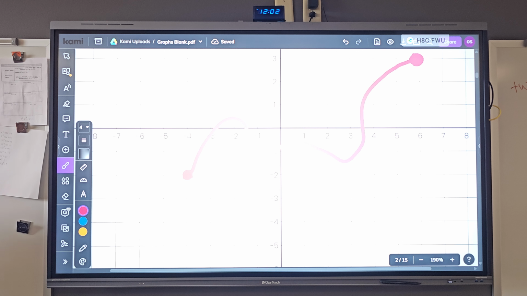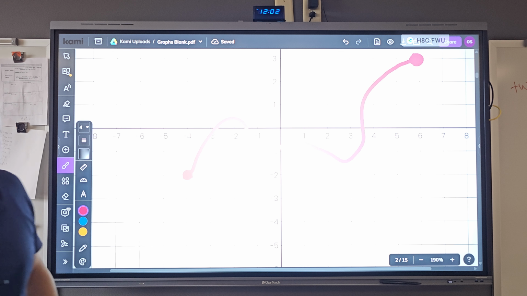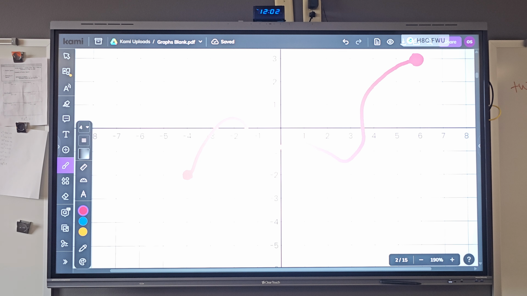Alicia, can you see the numbers okay from way back there or no? Yeah. I want to see if maybe I can turn off the light.